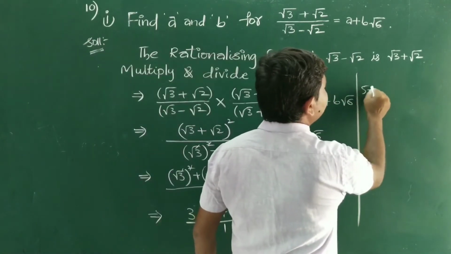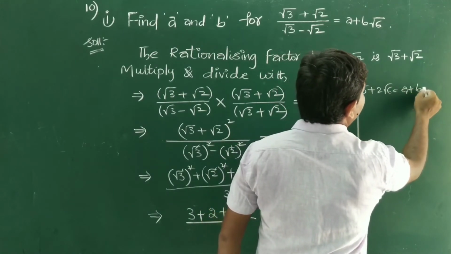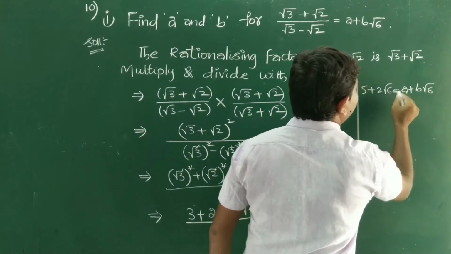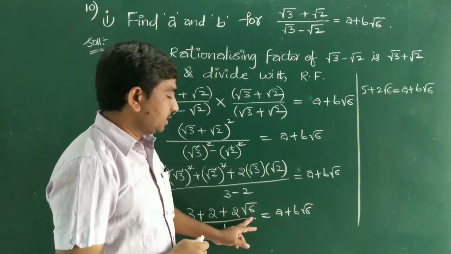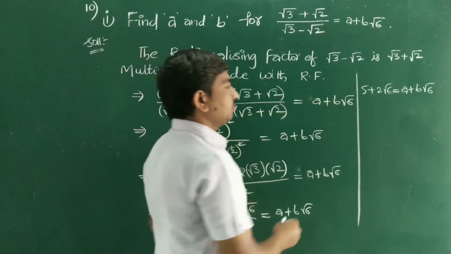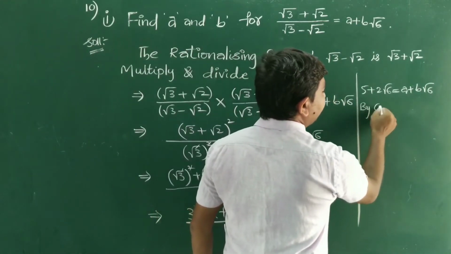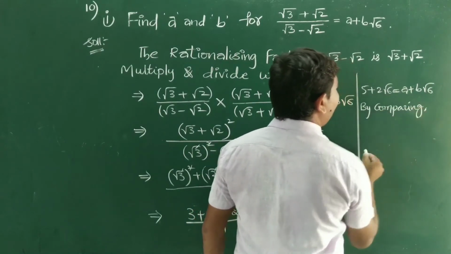So 5 plus 2 root 6 is equal to a plus b root 6. See, 3 plus 2 is 5, so 5 plus 2 root 6 is equal to a plus b root 6. So by comparing these two, what will we get?